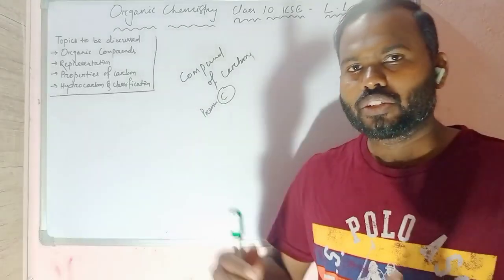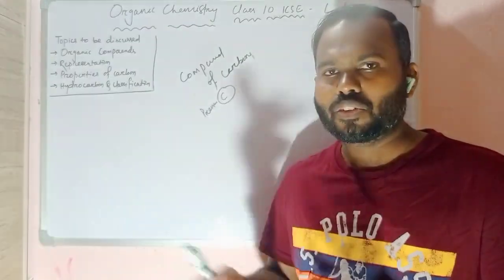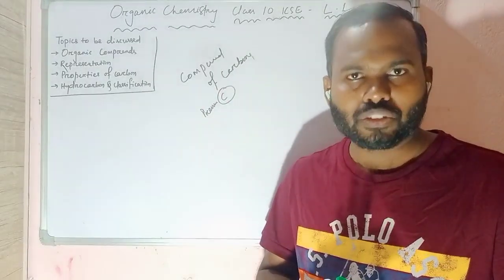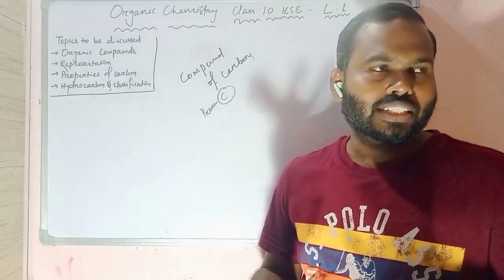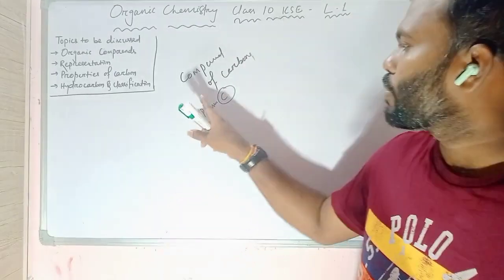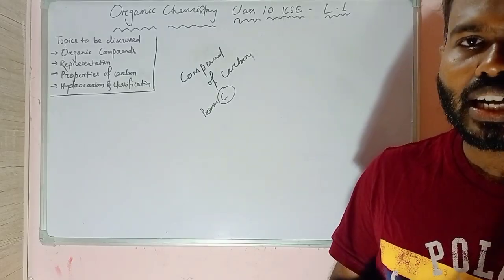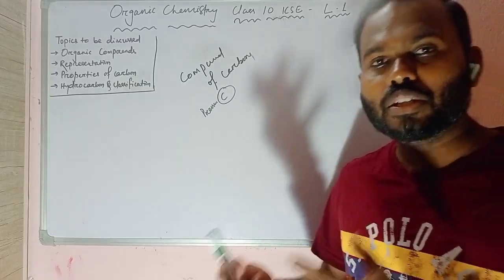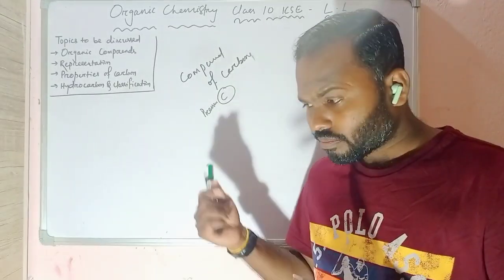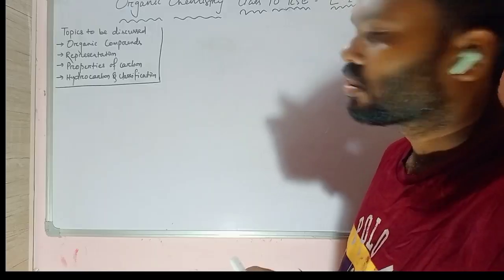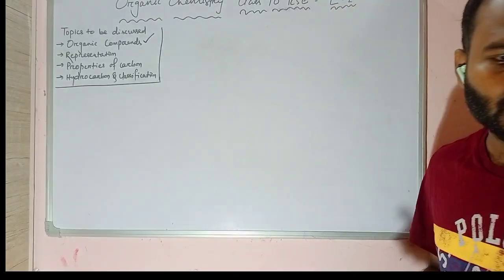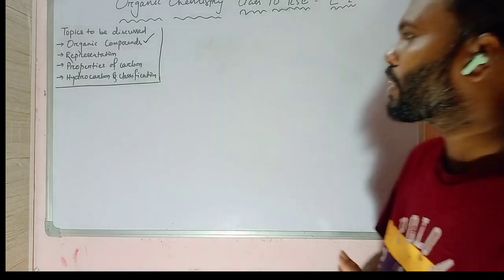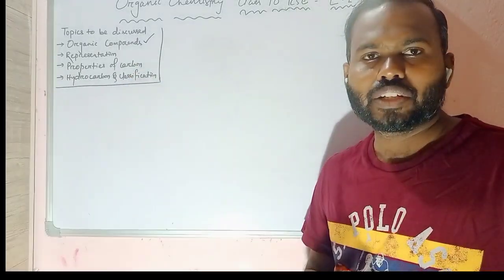So this is what an organic compound is. We are not going to go into such depth of the historical aspect of organic compounds. We'll be talking about the representation of organic compounds. As I told, the main component of organic compounds is carbon. Now let's understand how to represent organic compounds. So this part is completed. Now let's move on to the second part, that is the representation of an organic compound.